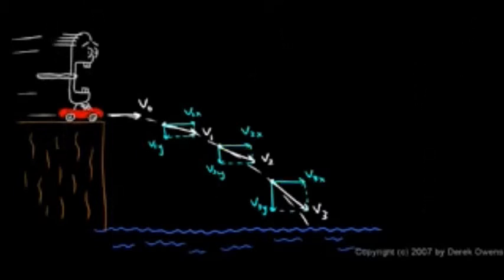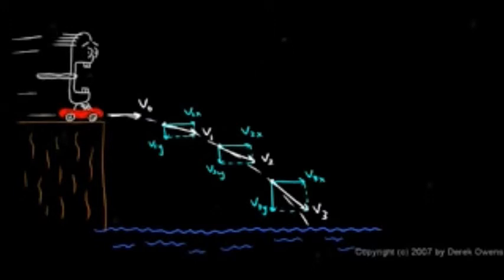Gravity pulls him down, but gravity does not pull him forward or back. Gravity exerts no force to the left or to the right. So there's no acceleration in the horizontal direction. So the horizontal velocity doesn't change.